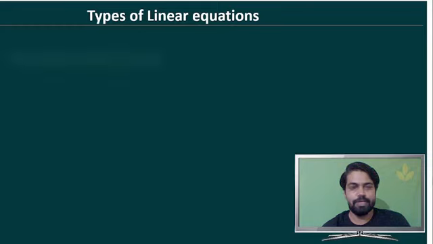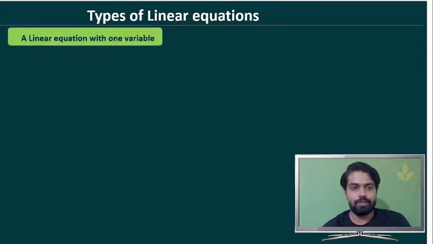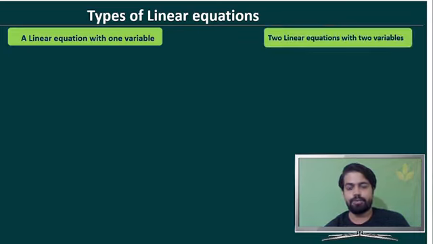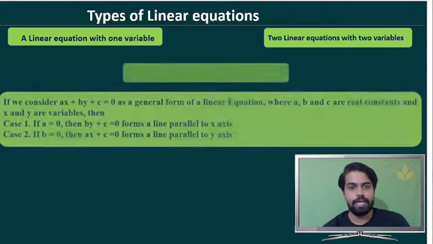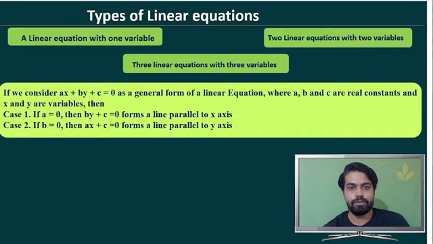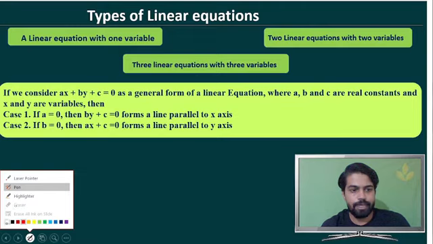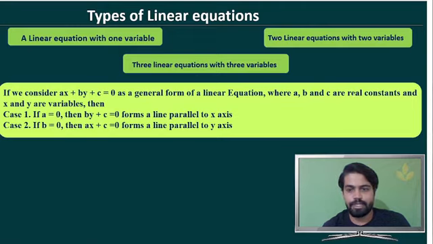So types of linear equations. A linear equation with one variable, that means we need one equation. If two variables are there, we need to have two equations, and if we have three variables we need to think about three equations. Okay, and there are some conditions here. If we consider ax plus by plus c equal to 0 as the general form of a linear equation, then a, b, c are real constants and x and y are variables.